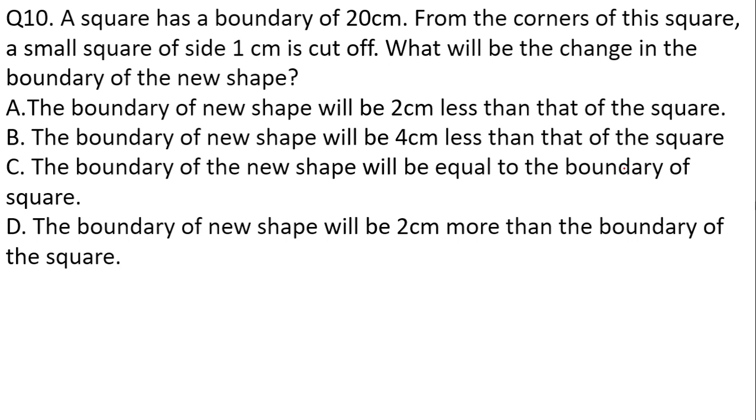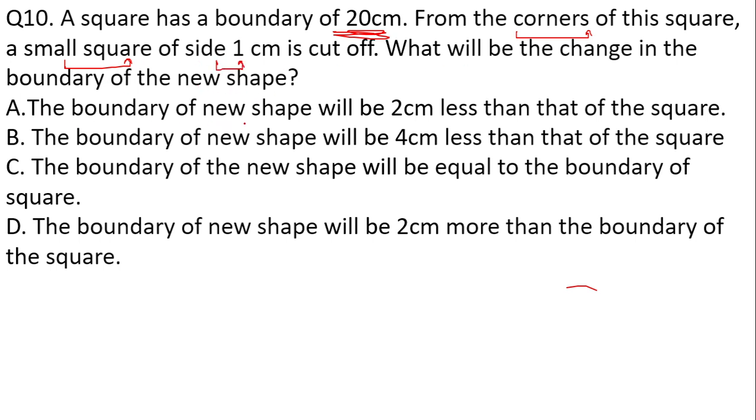Now this is the question as I have already taken in the previous class. So what is the question talking about? A square is there whose boundary is 20 centimeter. From that square, from one of the corners we are going to cut a given shape, that is a square of side 1 centimeter. Then what will change in the boundary of the new shape?